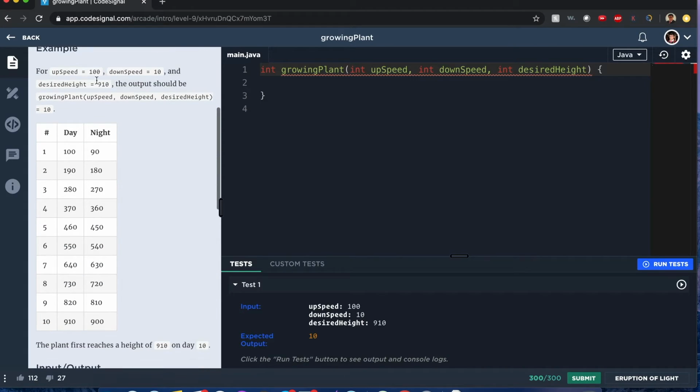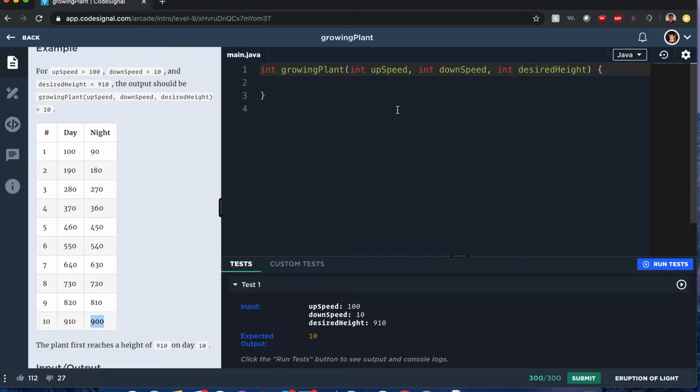Now, this is an example. For example, the upSpeed is 100, downSpeed is 10, and desired height is 910. If you look through how it traverses this pattern of growing and shrinking, it eventually reaches the height of 910 on day 10. Even though at nighttime it goes below that desired height, we still count it. What really matters is the day it reaches that desired height.